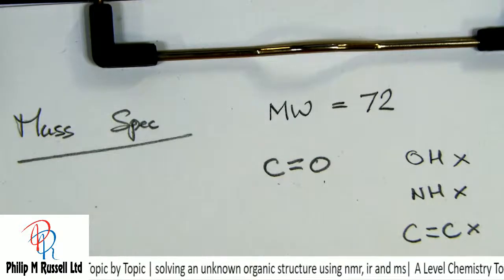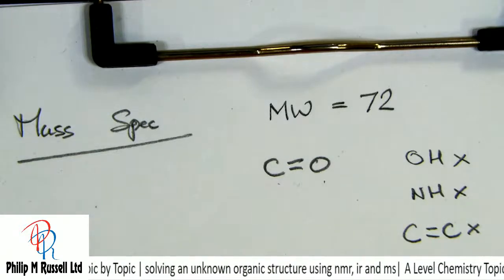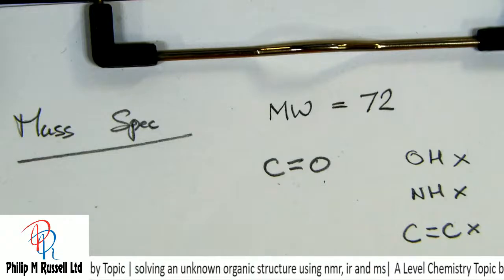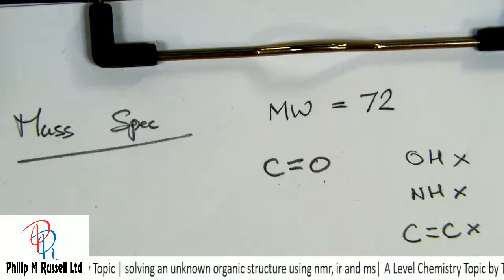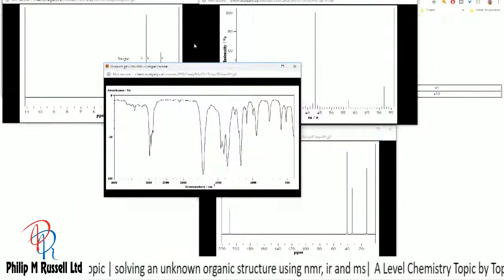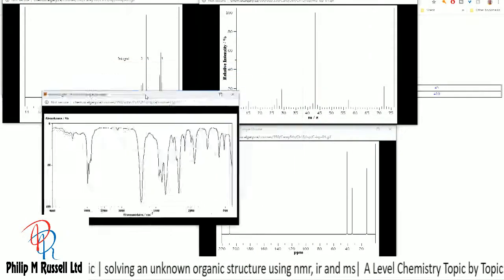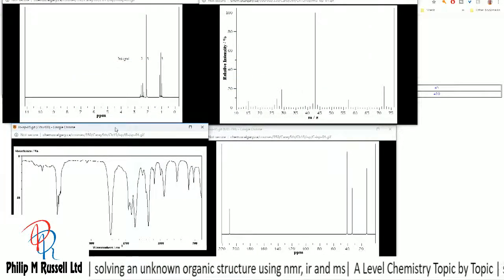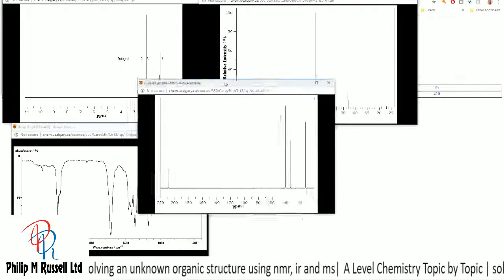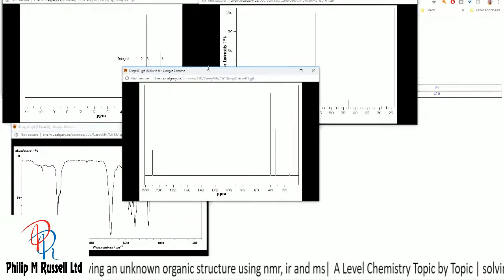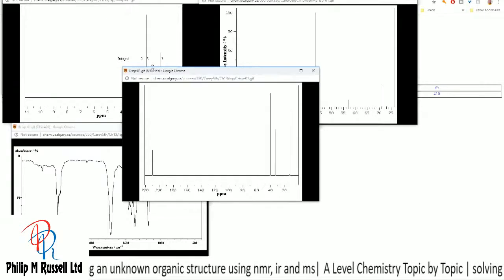Okay, so let's see what else we can have a look at, and I'm going to have a look at the carbon 13 NMR. So let's do that. Let's take this carbon 13 NMR. Right, I've got 4 types of carbon.